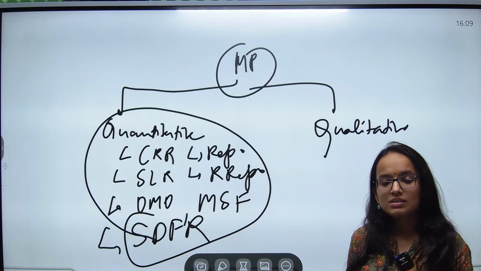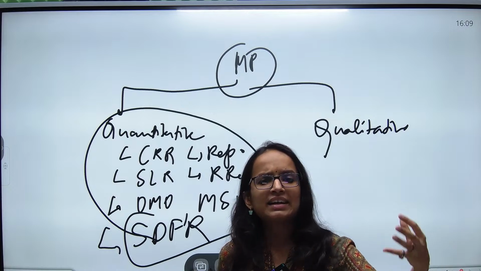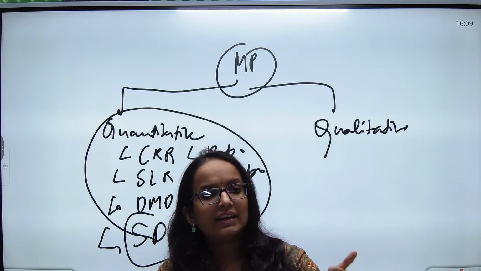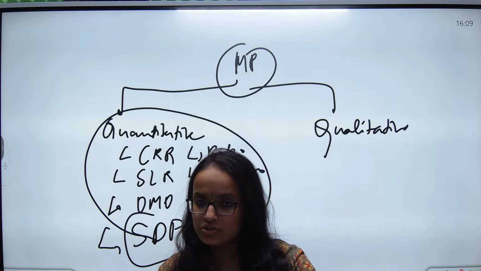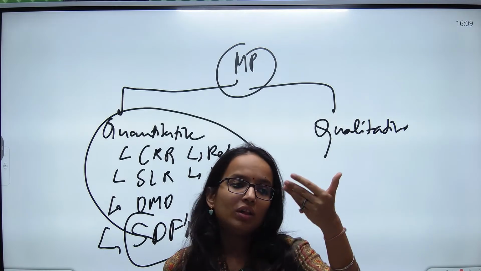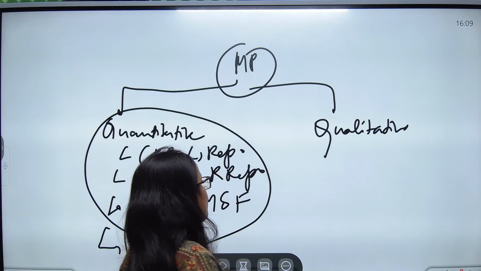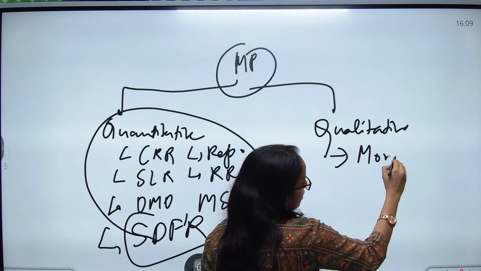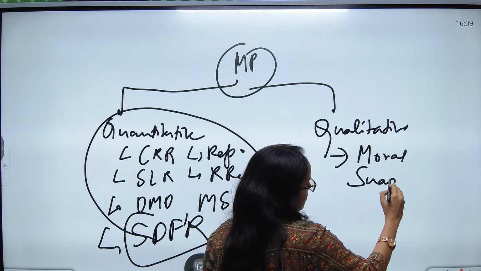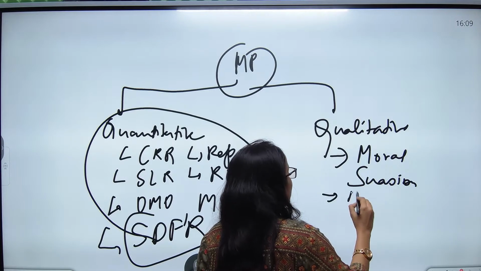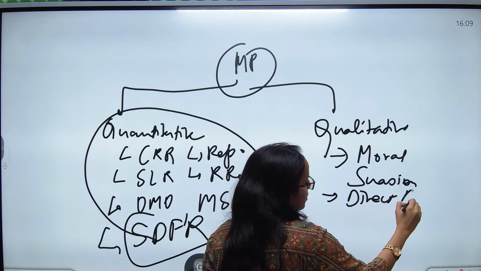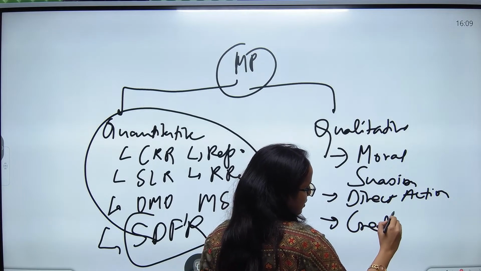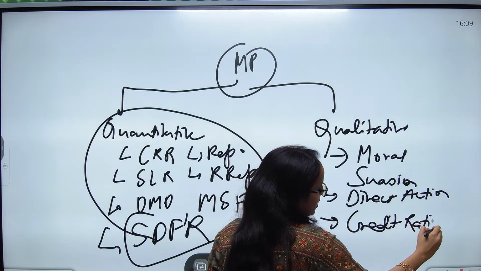But there are certain qualitative tools like guidelines which are used by RBI. Direct action, moral suasion, credit rationing, all these things fall under the category of qualitative tools. Moral suasion, direct action, then you have your credit rationing, etc. What is credit rationing?